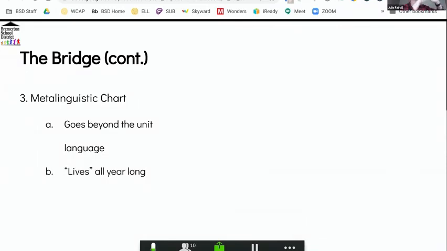So if you think about hanging up your anchor charts, you might have the life cycle of a butterfly on your wall for only so long. But the thing you want to keep, the bridge part that you want to have up, are these meta-linguistic charts, because the goal would be that students continue to use them as they're writing, as they're reading, as they're speaking, and then you can also add to them.